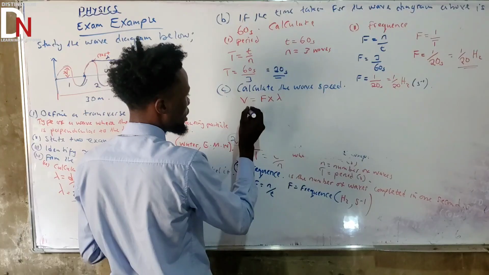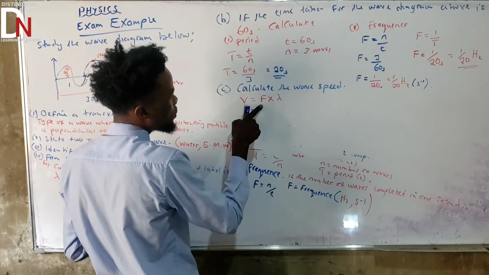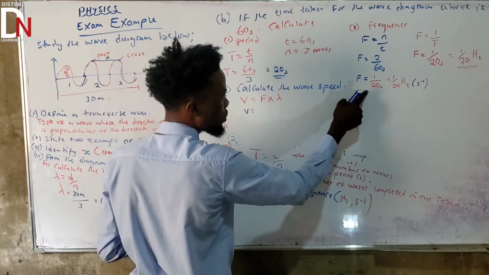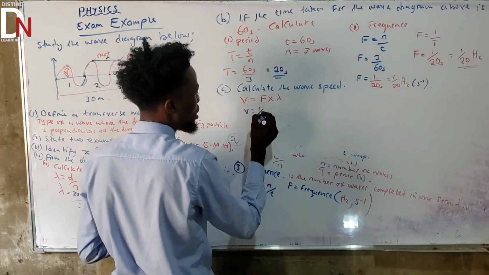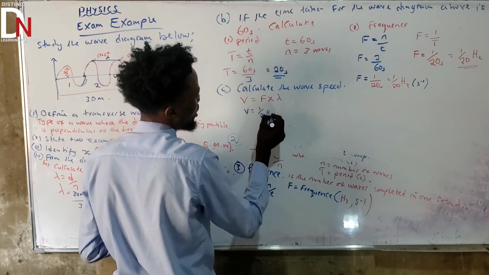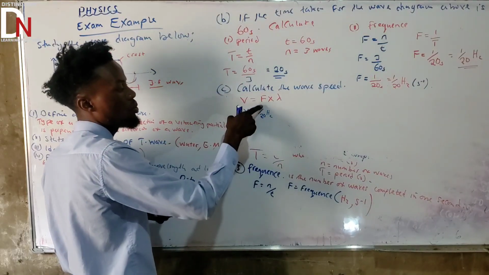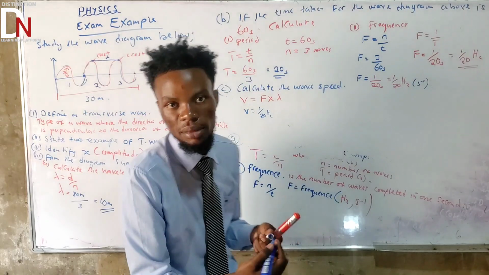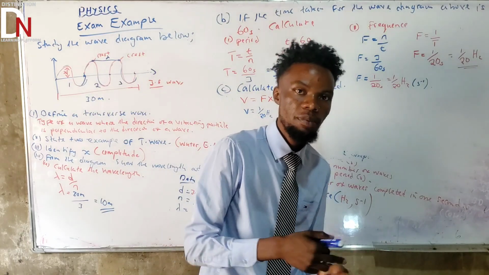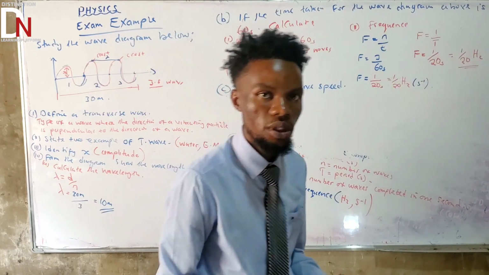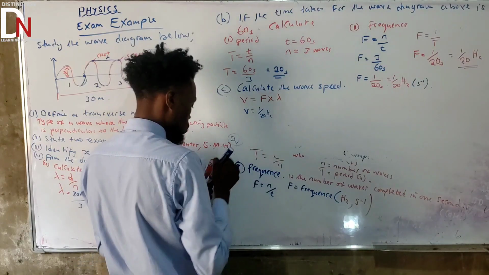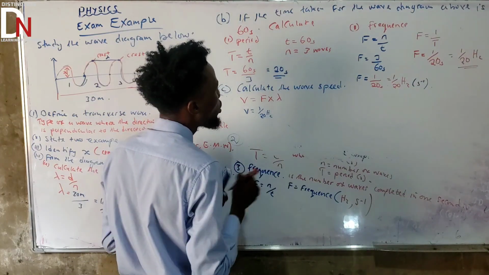So this is nothing but equal to frequency. Do we have frequency? Yes, we have frequency. We solved it, which is 1 over 20 hertz. But if you want to make it simpler, you convert this 1 over 20 into a decimal number. By using a calculator, you type 1 divided by 20. It's going to give you a decimal number. Then you simply multiply with the wavelength.